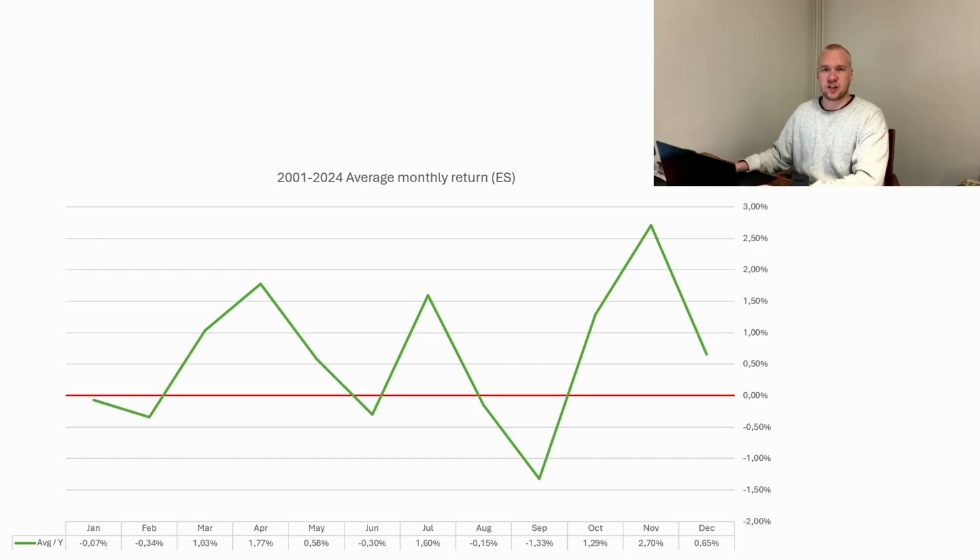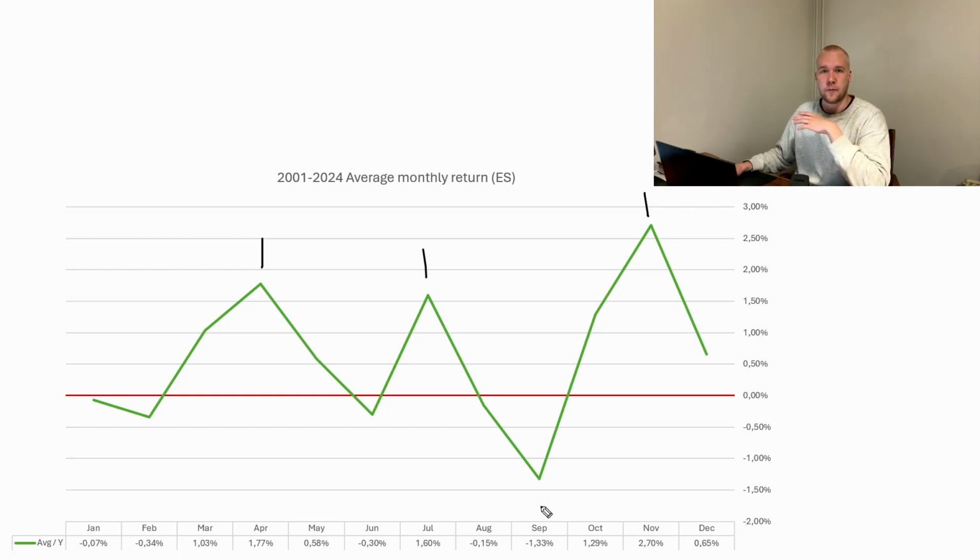So this is now the 24-year average monthly return. And I tried to make it 25. However, I just couldn't find all the data for the year 2000. So I wasn't able to do that. Now looking at this graph, we can already see how the markets tend to move in different months. And we can see here that we have the three big winning months, which are April, July, and November historically.